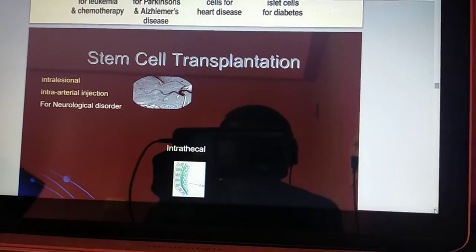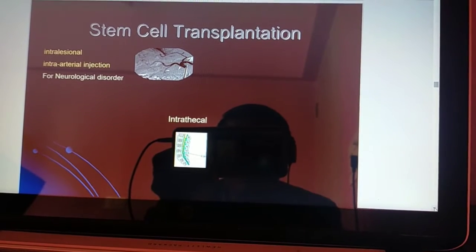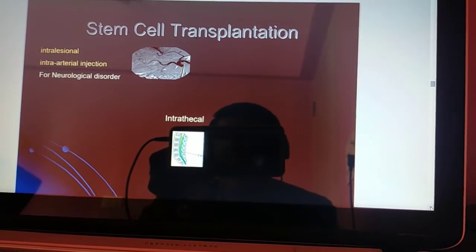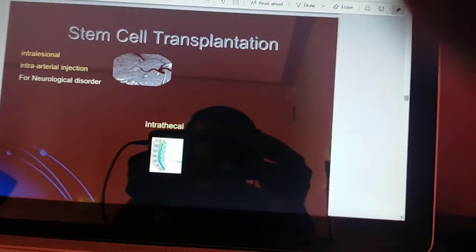We can do stem cell transplantation by injecting through various routes, like intralesional.